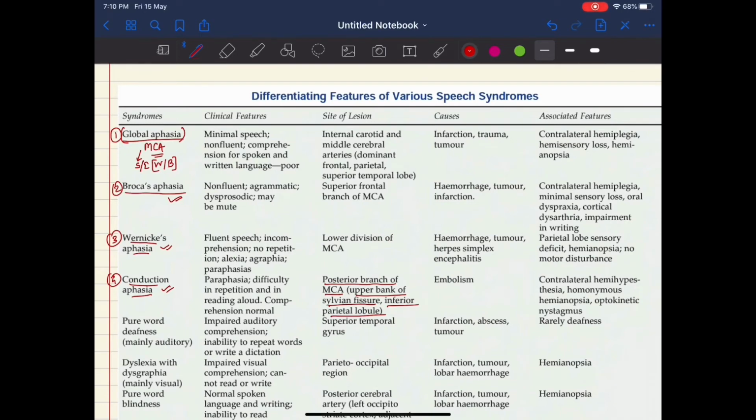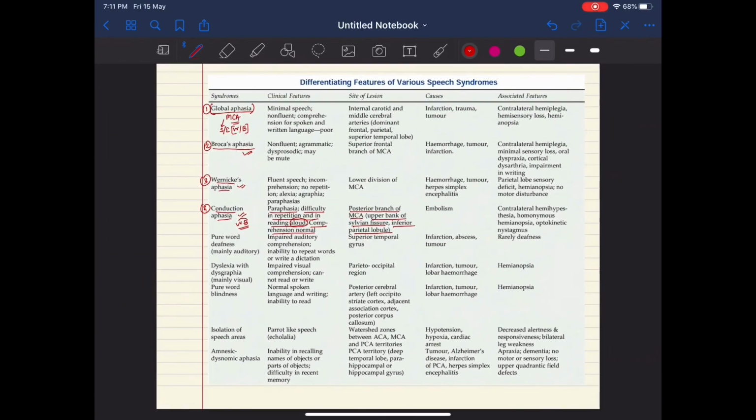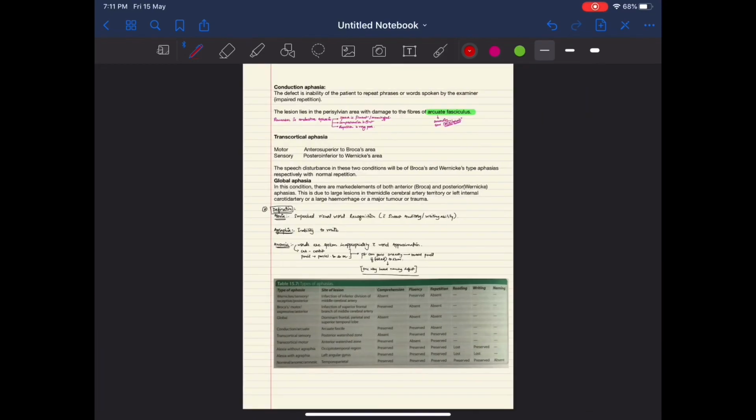The clinical features are nothing but paraphasia, difficulty in repetition and in reading aloud. Comprehension is normal because Wernicke's and Broca's are intact. Only the communication is hampered. So this is the important part which must be remembered. Others are not that important, but they can be asked in other practical exams.